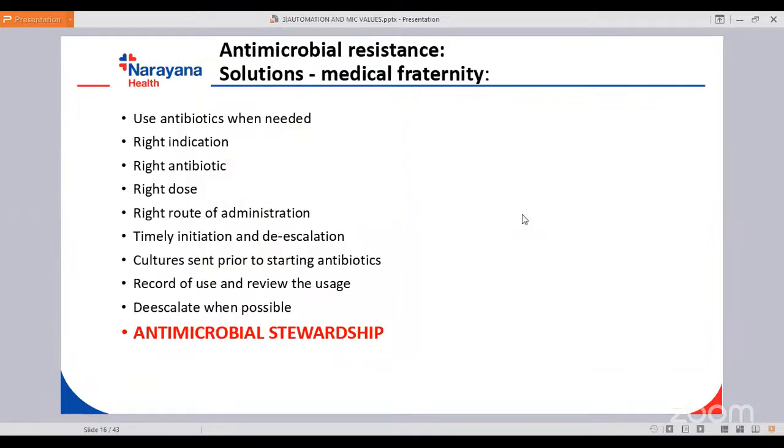at a bigger level. Okay, so the solutions are use antibiotics when required for the right indication, use the right antibiotic, use the right dose, use the right route of administration, give it timely, and then de-escalate it and record it. And importantly, send cultures before starting antibiotics and de-escalate when possible. Okay, and this entire gamut of actions is known as antimicrobial stewardship.